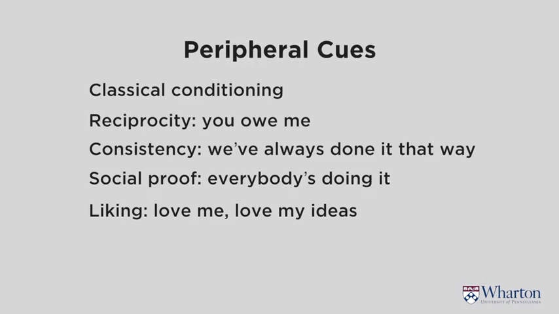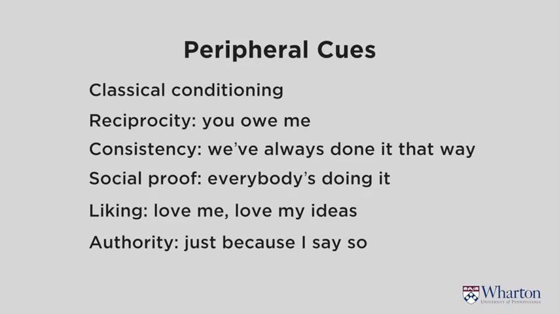Liking says, if you like me, then you like my ideas. This is very important, and we'll see later for celebrity spokespeople. If you like the celebrity spokesperson, then you're going to like what they like. Not necessarily a rational process, but it makes sense in some ways. Authority says, just because I say so, you should do it. That's another peripheral cue. So because somebody in authority says you should do something, you should do it.